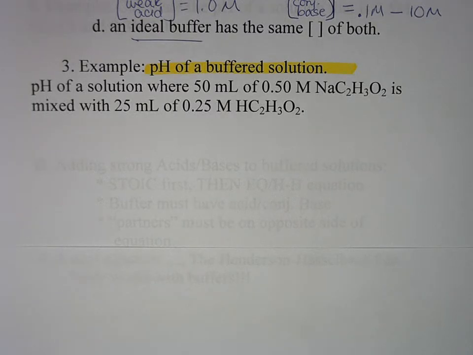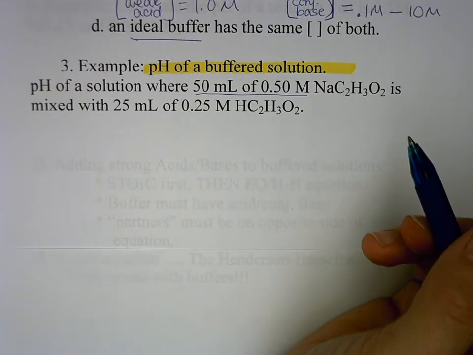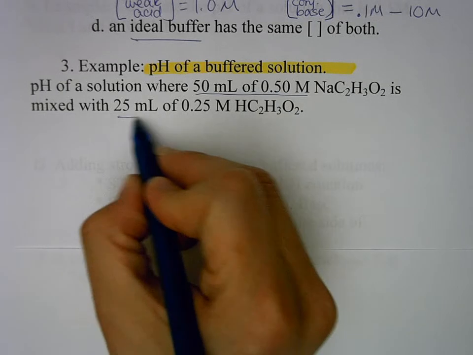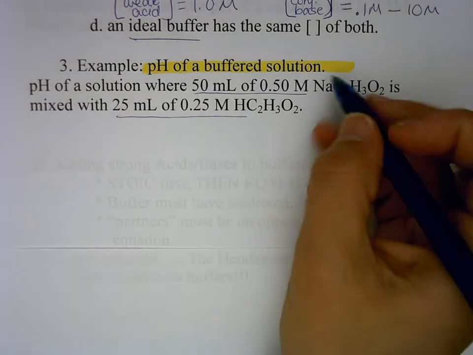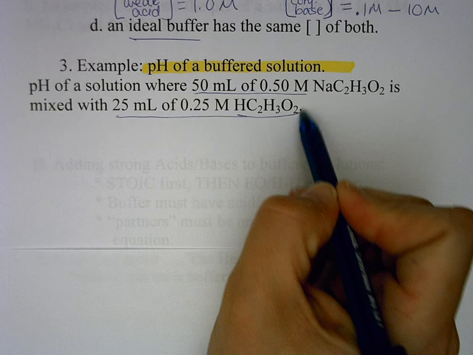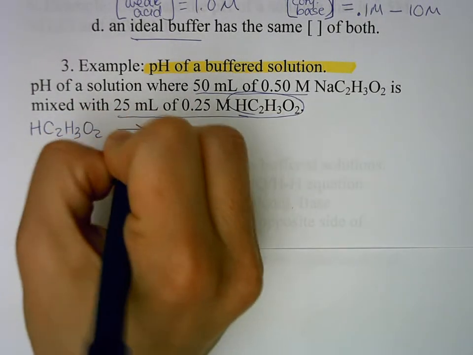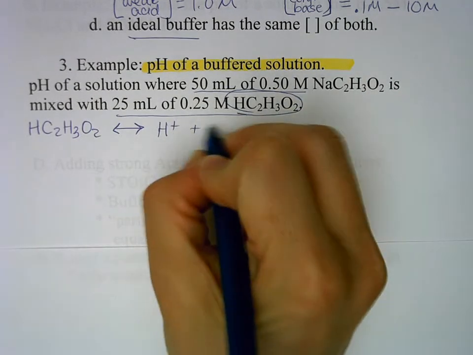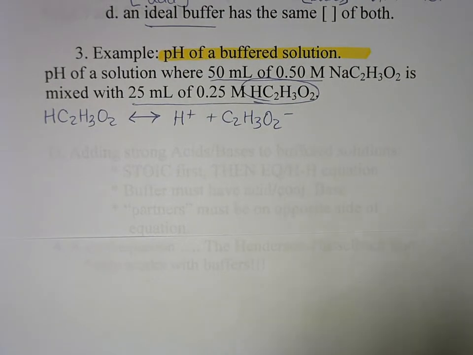All right, I've got 50 milliliters of 0.5 molar sodium acetate solution. It's mixed with 25 milliliters of 0.25 molar acetic acid solution. What's the resulting pH of the buffered solution? Whenever you have a buffer with these common ions, all I'm doing is writing out the dissociation reaction for acetic acid. Okay, we've done this lots of times. In order to figure out the pH, I'm looking for the hydrogen ion concentration, so I'm going to set up an ICE table.